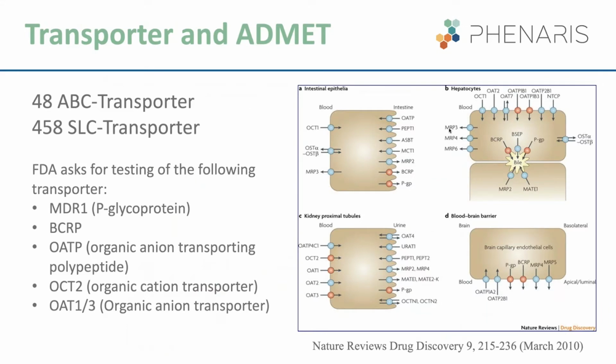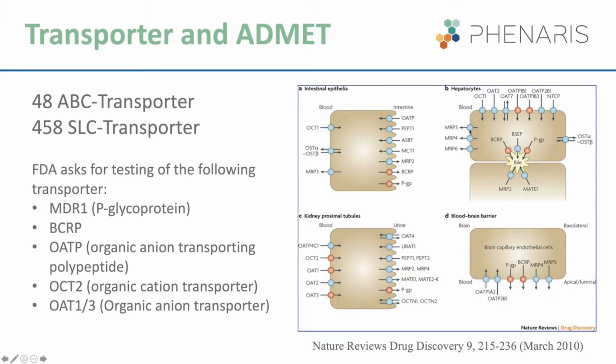So when it comes to transporters, I guess you are very well aware that we have around 500 transporters in our genome. It's 48 ABC transporters. They are mainly efflux transporters, and it's 460 SLC transporters. They are dominantly inward transporters, but some of them are also efflux transporters.